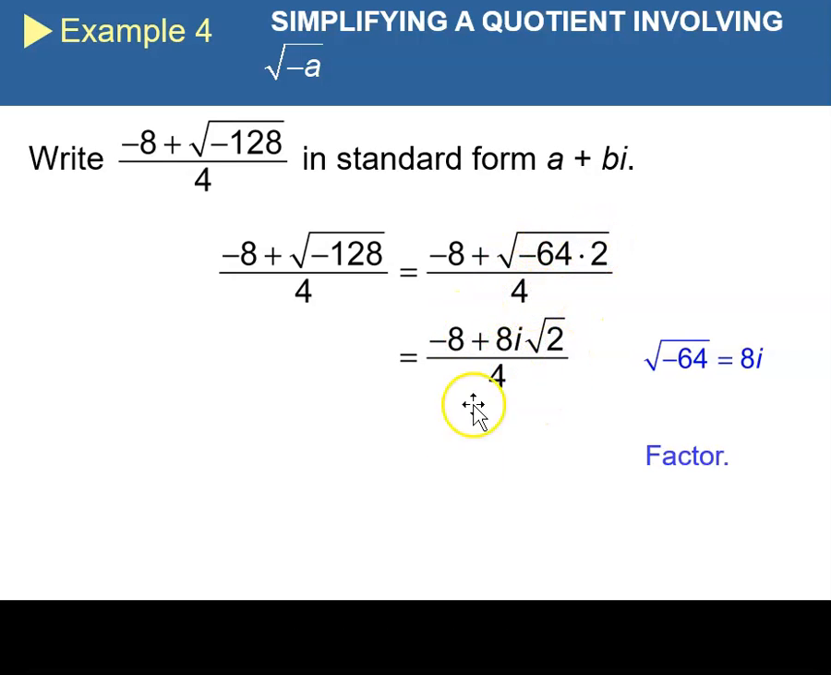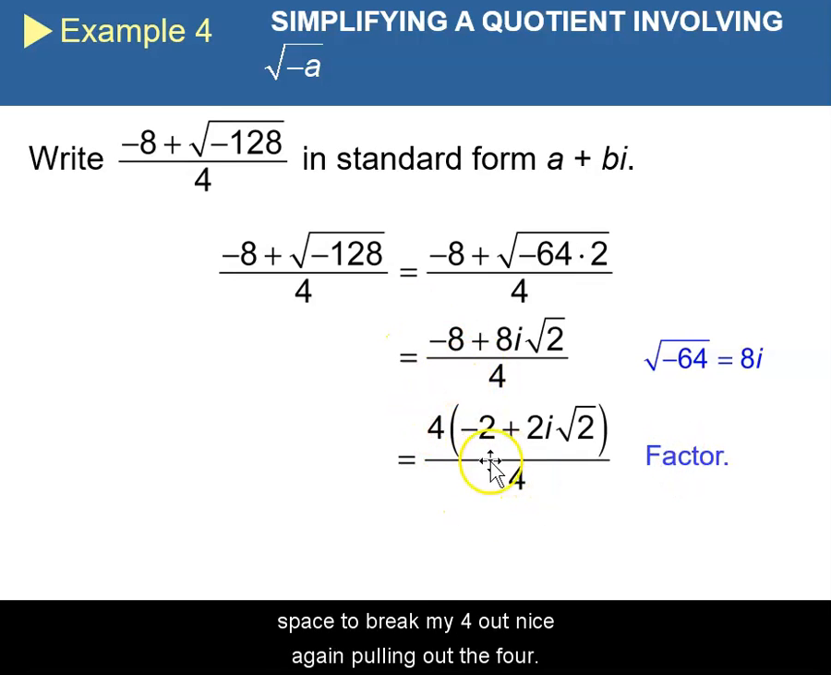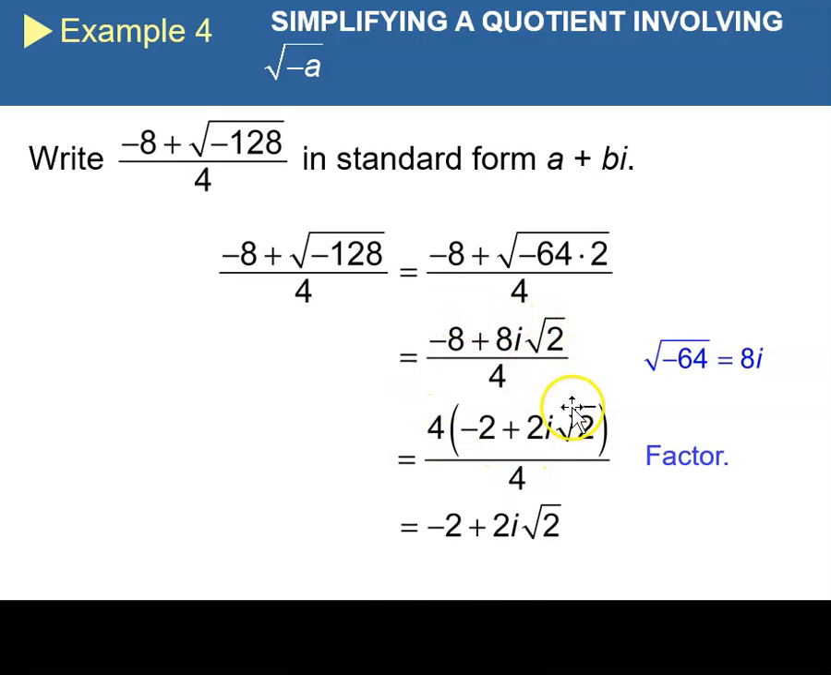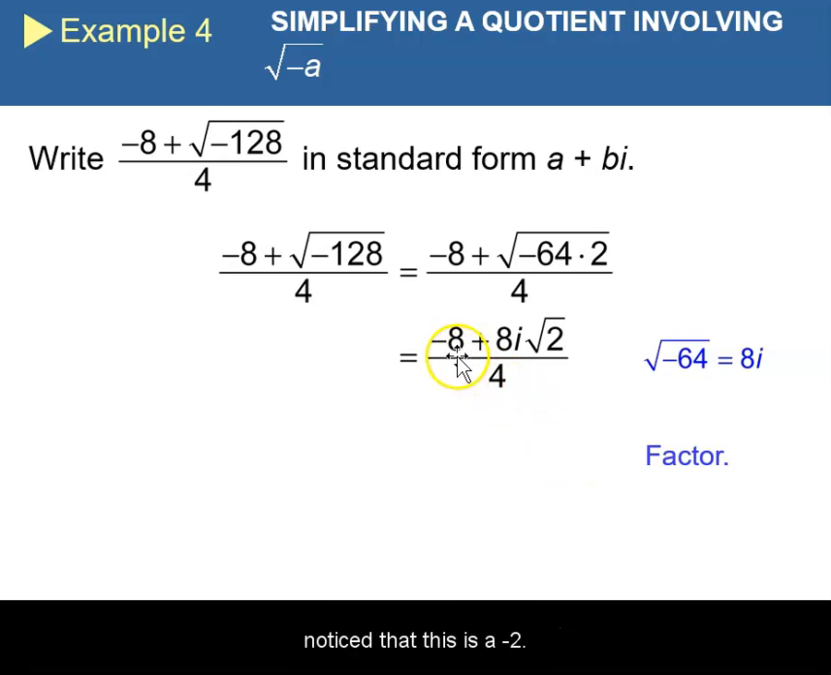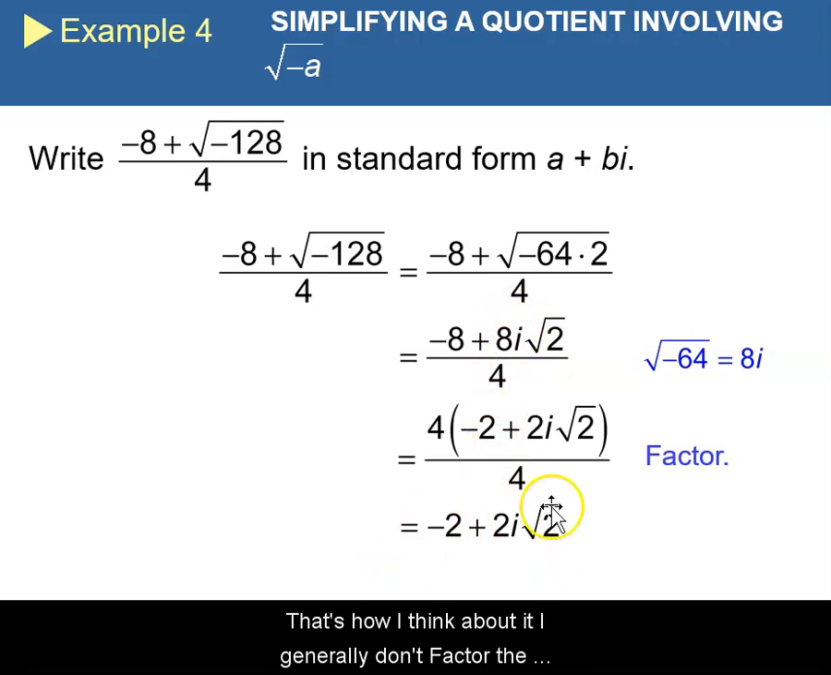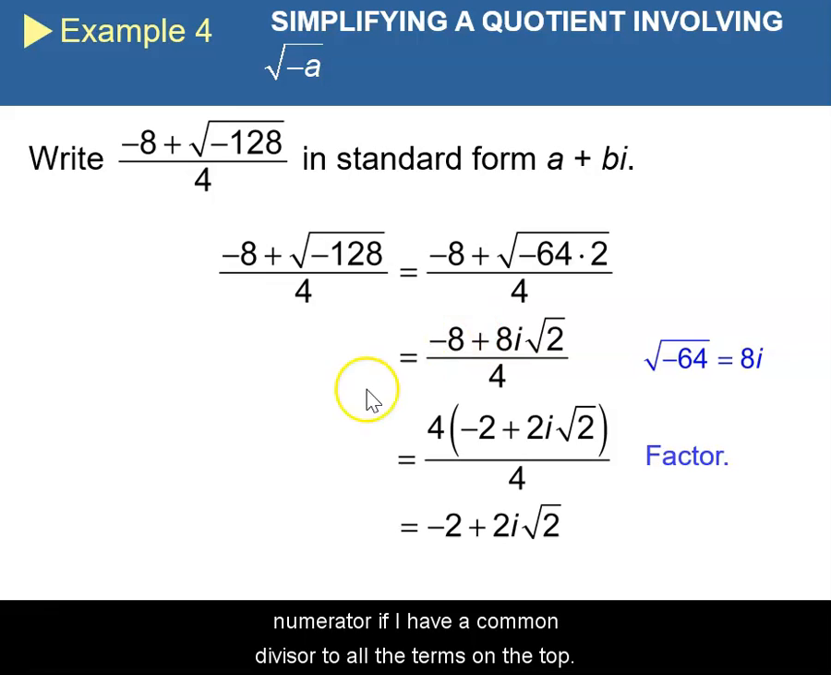4 is still the same. And I need to factor or distribute this 4 across, basically break my 4 out. So here I'm pulling out the 4 so that it can cancel, and I got negative 2 plus 2i root 2. So what I probably would have done from here is just notice that this is a negative 2, and then this gives me a 2i root 2. That's how I think about it. I generally don't factor the numerator if I have a common divisor to all the terms on the top.